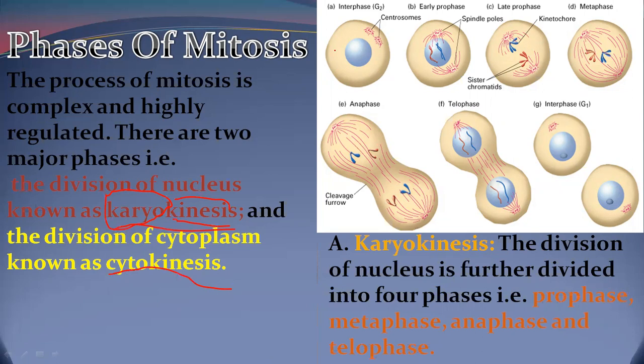So you can see here in this diagram that one cell that is going to be divided mitotically undergoes the process that is called mitosis. So first this is interphase, early prophase, late prophase. Look, you can see this is the nucleus because chromosomes are present in the nucleus. So first the nucleus has to be divided, like the chromosomes in the nucleus have to be divided, and then the cytoplasm divides.